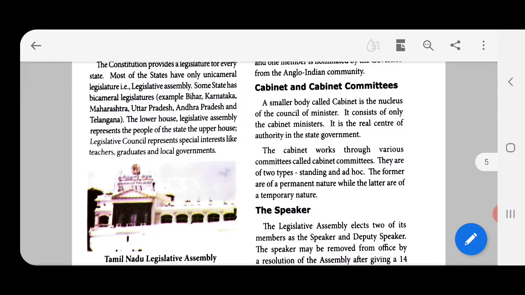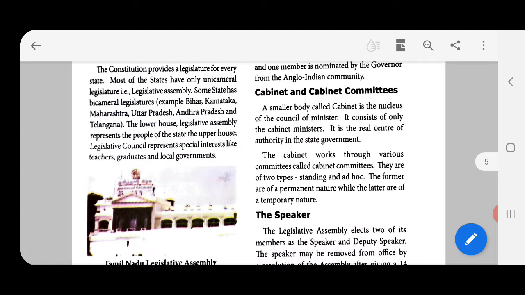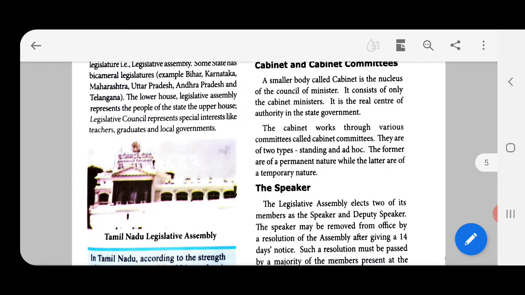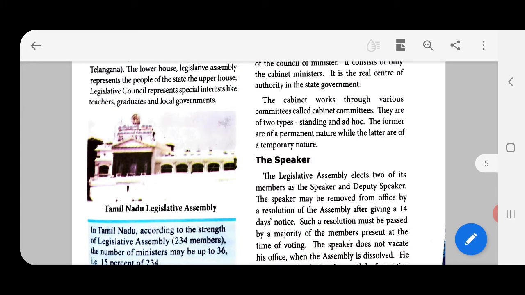So as I told you in the previous lesson itself, legislative or legislature means a group of people who join together and make laws for the state to function. The lower house, that is the legislative assembly, represents the people of the state. The upper house, the legislative council, represents special interests like teachers, graduates and local government. So what do we find in the legislative council? We have people who are good in teaching, graduates and even local government people.